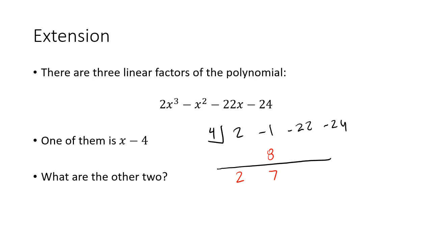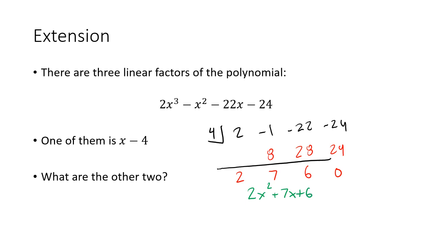And then we do this math: 2, this would be 8, this would be 7. 4 times 7 is 28, so negative 22 plus 28 is 6. 4 times 6 is 24, so that's 0. So we'd end up with this new polynomial of 2x squared plus 7x plus 6.